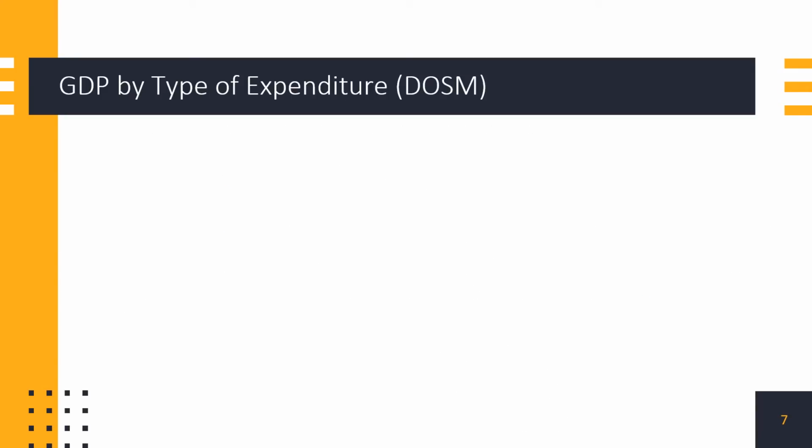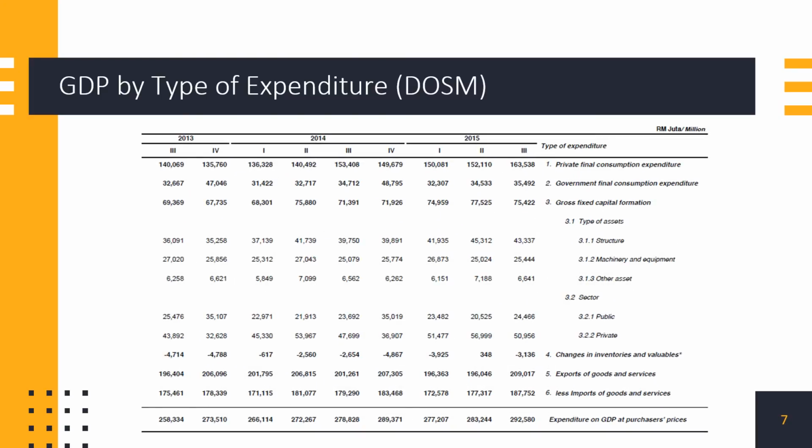Here is a practical example of the calculation of GDP using the expenditure approach in our country. I got this from DOSM, the Department of Statistics Malaysia. As you can see here, remember the four categories of buyer. First of all is the personal consumption made by us, households. This is the first group of buyers, C, private final consumption expenditure.